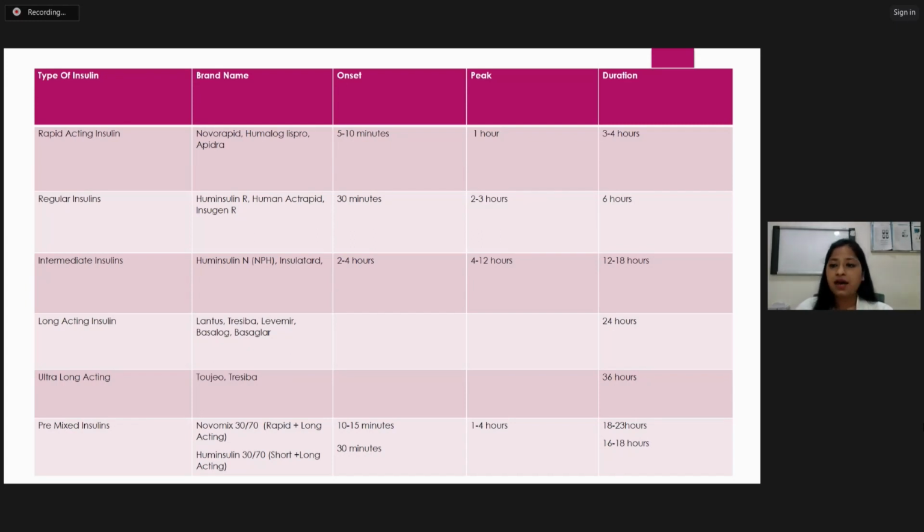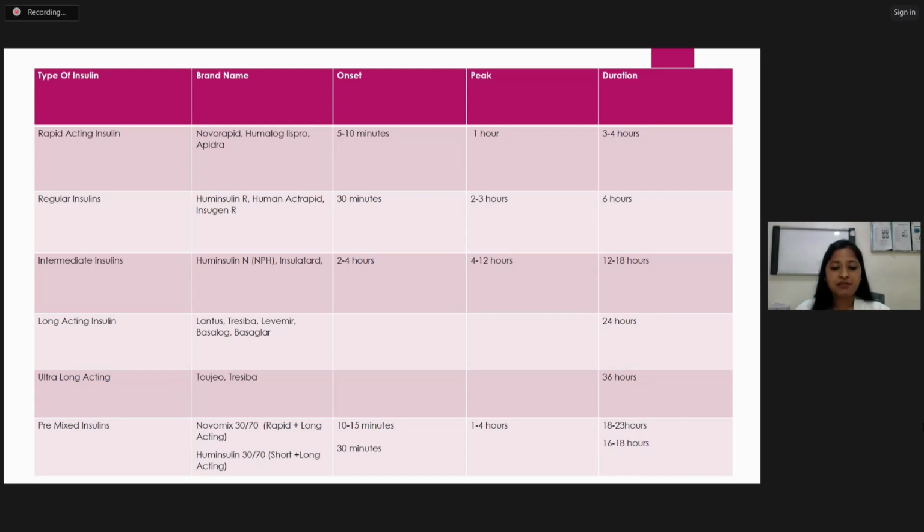Premix insulins are a combination of two insulins, long-acting with short-acting or rapid-acting insulin. So Novomix 30/70, which is a combination of rapid and long-acting insulin, needs to be given 10 to 15 minutes before the meal. Peak is 1 to 4 hours and duration is 18 to 23 hours. We usually give it 2 times in a day.